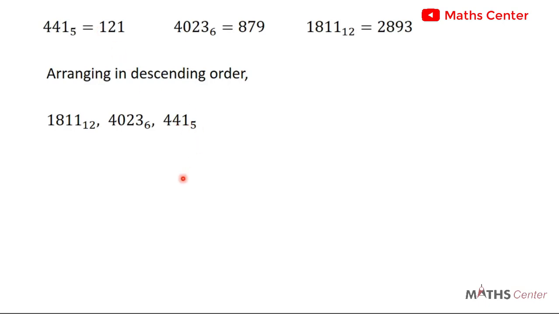Remember, if you are supposed to arrange this in ascending order, it will be from the smallest to the biggest. In that case, this will be the first, this will be the second, and this will be the third. But since it's in descending order, it's the other way around. So this is the first, this is the second, and that is the third. Let's pick another example.